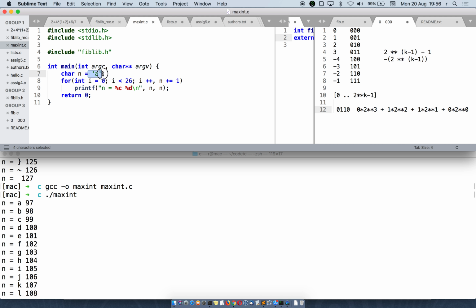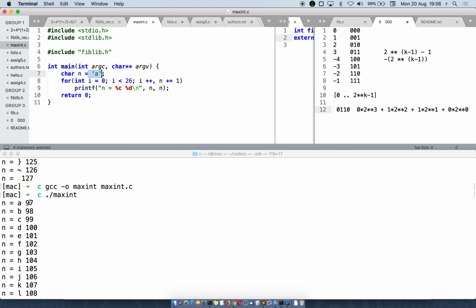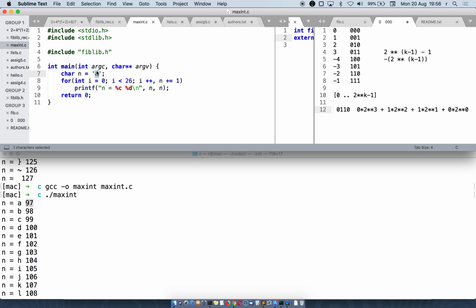I don't care what the code of A is. It happens to be 97, but I don't have to know that by heart, right? The code will help me. Okay? Now, let's say I want to print both the small and the capital letters. What am I going to do?